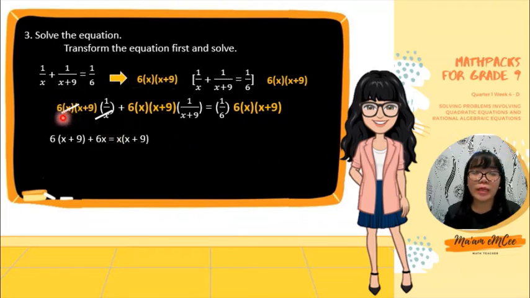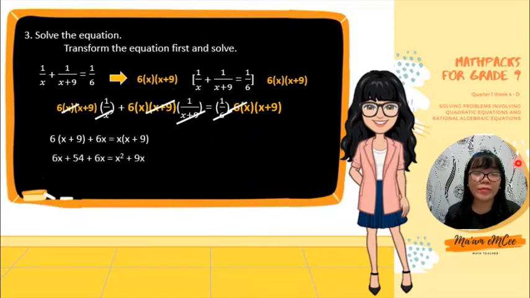So what remains is 6 and then x plus 9. For the second term, x plus 9 cancels out. So what remains is 6 times x times 1, which is also equal to 6x. And then for the last one, 6 cancels out. So what remains is 1 times x plus 9. But then again, any number multiplied by 1 is just the number itself. So that means if we multiply these expressions by 1, that will be equal to these expressions only. So that will be equal to x times x plus 9.